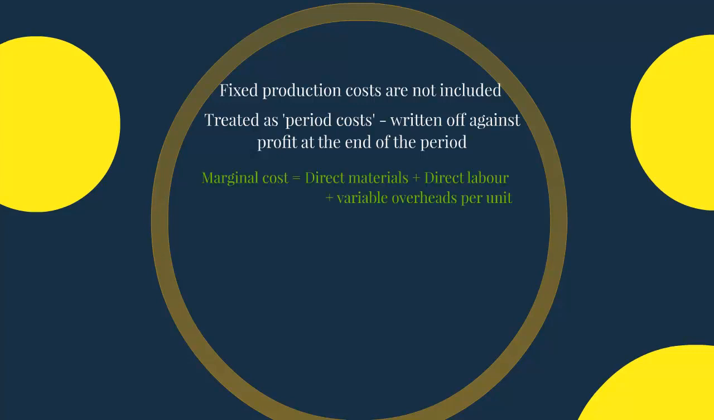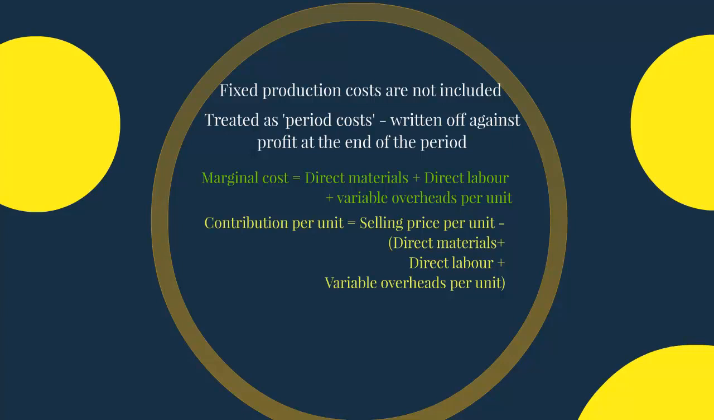Now, in fact, when you marginally cost, you take your direct materials, so materials directly related to production. This would be your ingredients for your pie or the parts of metal, etc. for your car, and your direct labor, so the actual people working on the production line, and your other variable overheads per unit. And that all goes together to make your marginal cost. And so this all goes into creating something known as the contribution per unit. So you add your direct materials, your direct labor, and your variable cost per unit, and you deduct it from your selling price per unit.